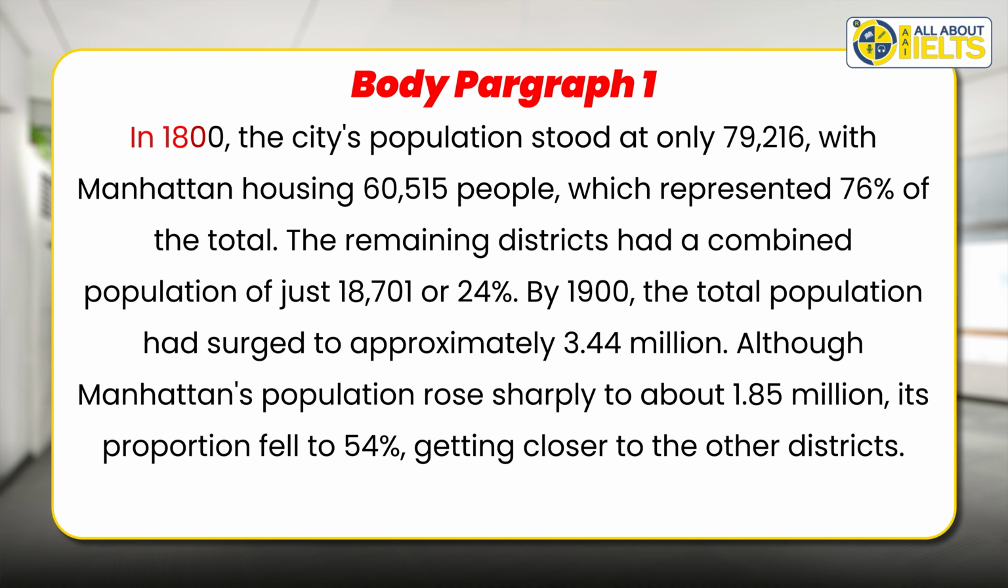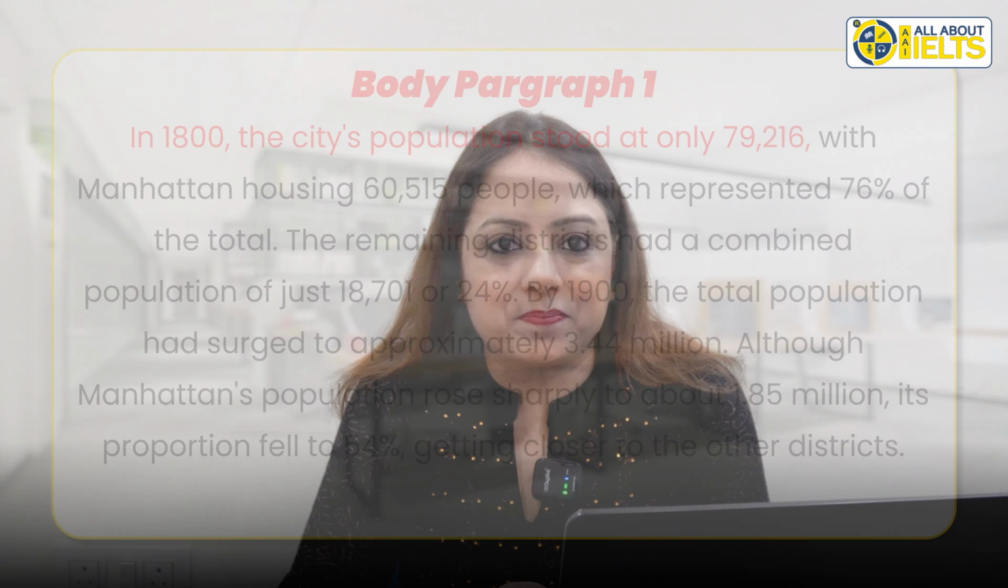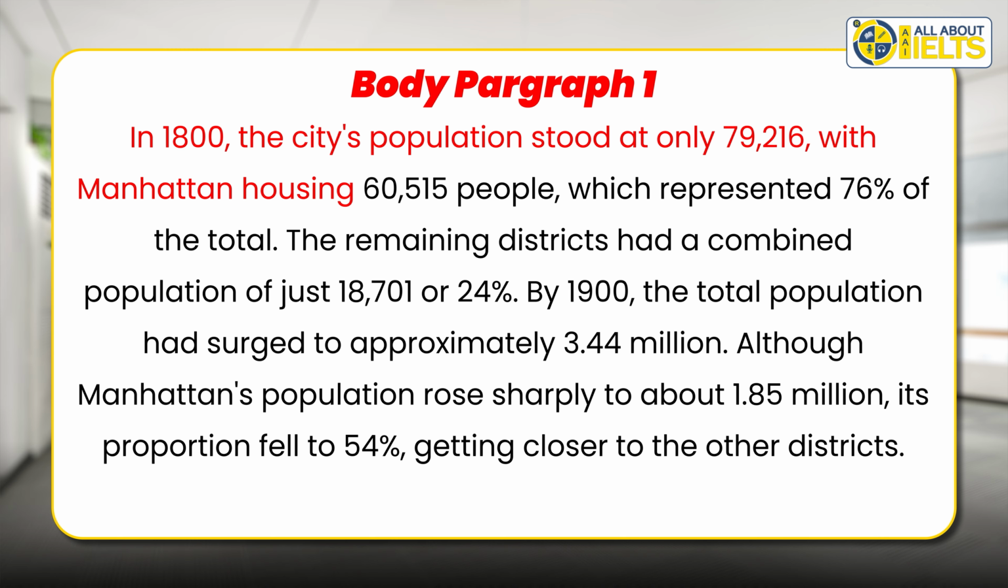So here is a sample body paragraph 1. In 1800, the city's population stood at only 79,216. You can also write approximately 79,000 here. With Manhattan housing, so here is another way of representing the population, with Manhattan housing 60,515 people, which represented 76% of the total. The remaining districts had a combined population of just 18,701, or 24%.